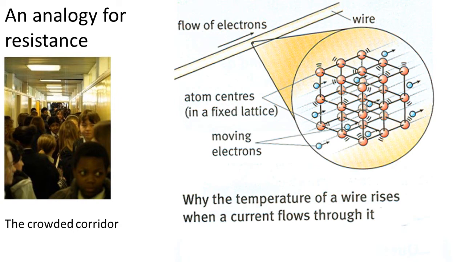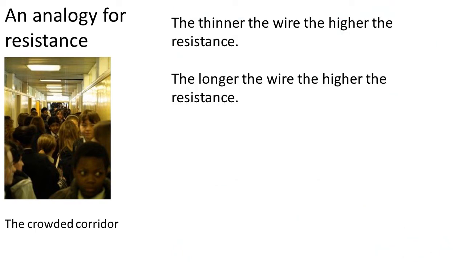So this links back to the idea of resistance. The thinner the wire, the higher the resistance, and you can appreciate why using my analogy. Trying to run down a thin, narrow corridor with crowded people is going to be very, very difficult. If the corridor is wider, then it's obvious that it's going to be easier to run down the corridor, and that's the same with electricity. If you use a thicker wire, there's more room for the electrons to run down, and so the resistance is reduced. And if the resistance is reduced, the current is higher.